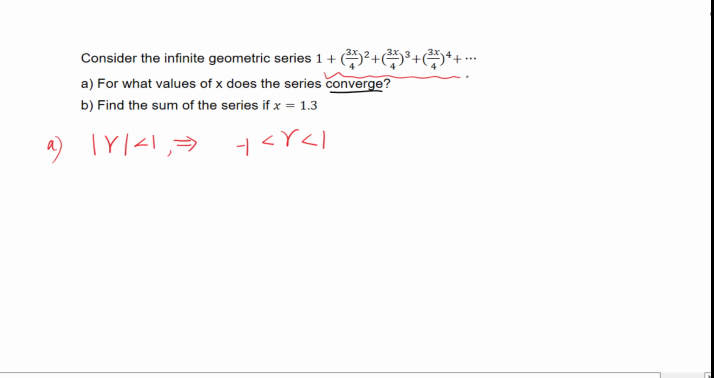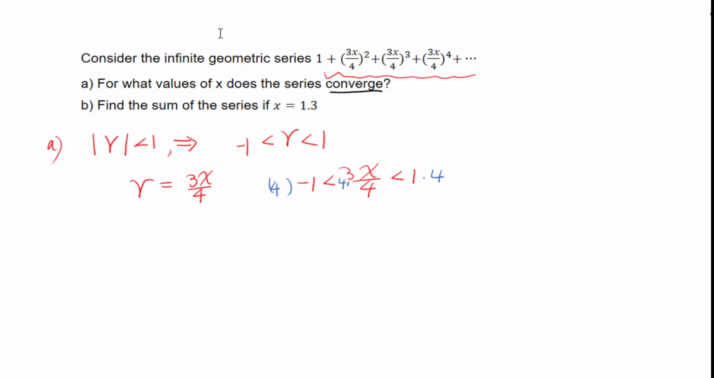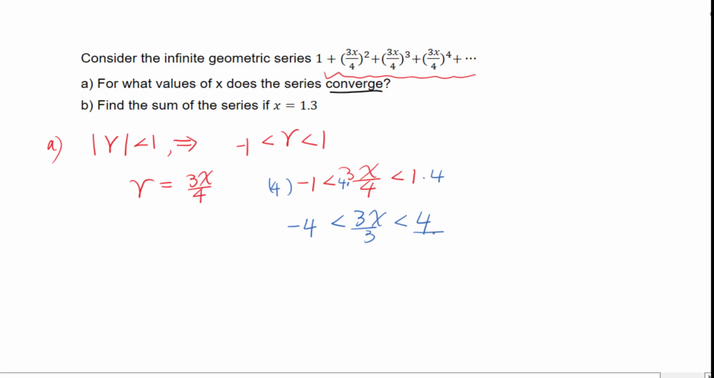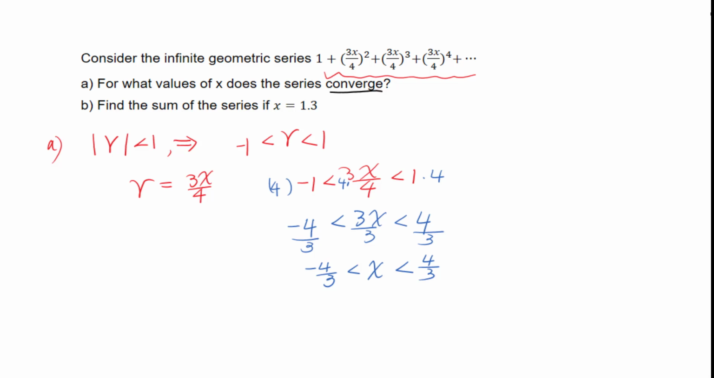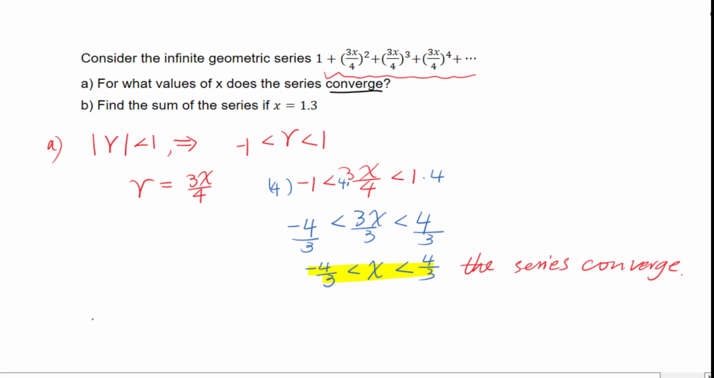From this given geometric series, we know the common ratio equals 3x over 4. So we set up -1 less than 3x over 4 less than 1. How do we solve these compound inequalities? We multiply by 4 for every single term, and you will get -4 less than 3x less than 4. Divide by 3 for every single term, and you will get -4 over 3 less than x less than 4 over 3. So when x is greater than negative 4 over 3 and less than positive 4 over 3, the series converges.